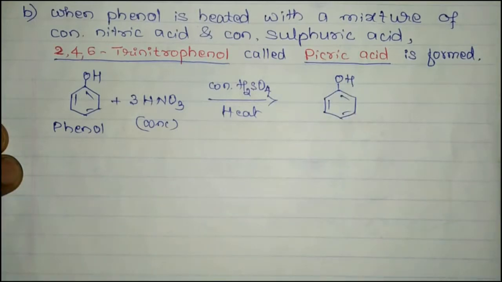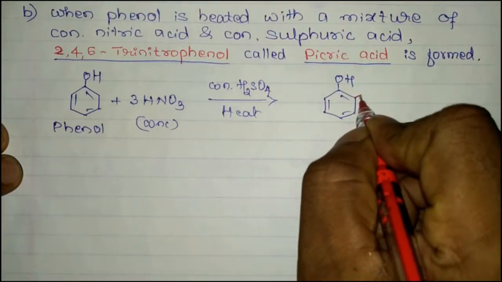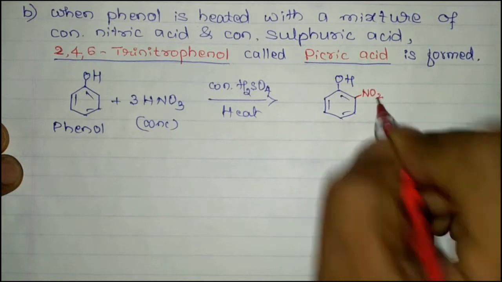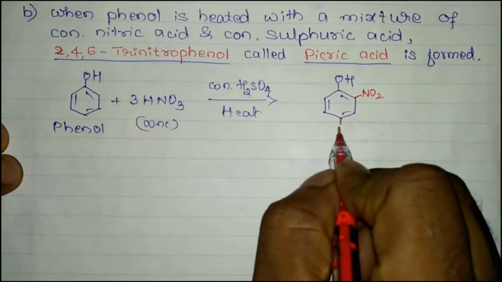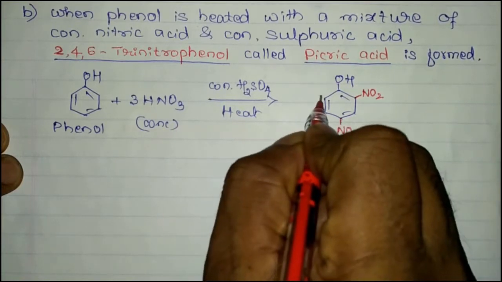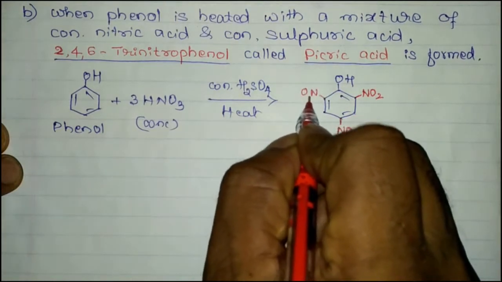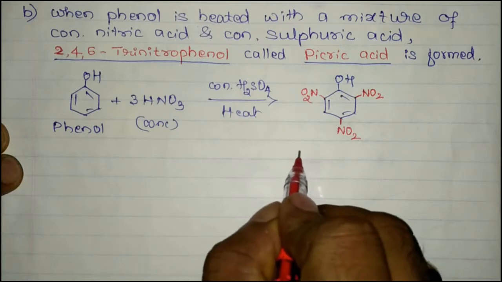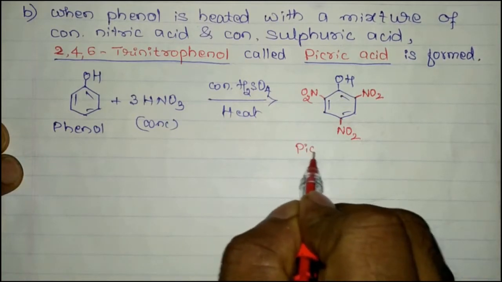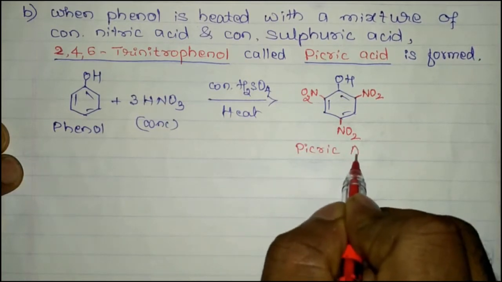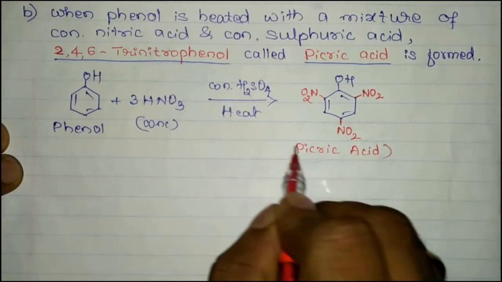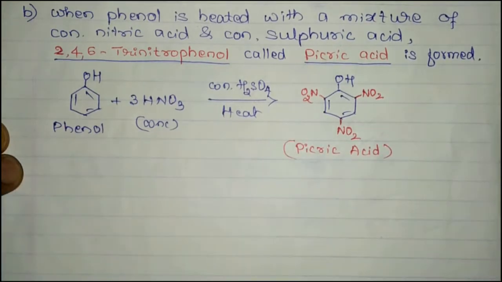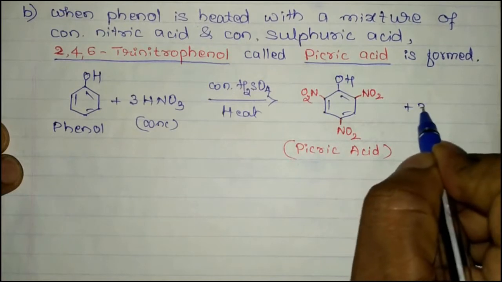OH, NO2, NO2, NO2. This is 2,4,6-trinitrophenol, picric acid, plus 3H2O.